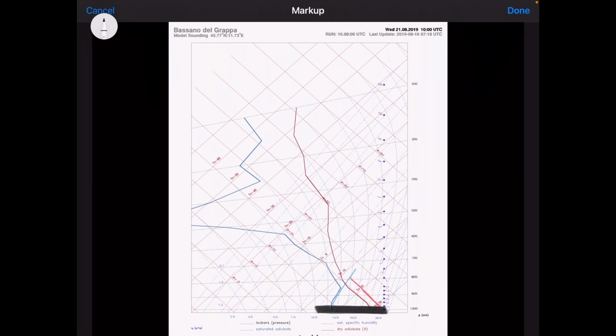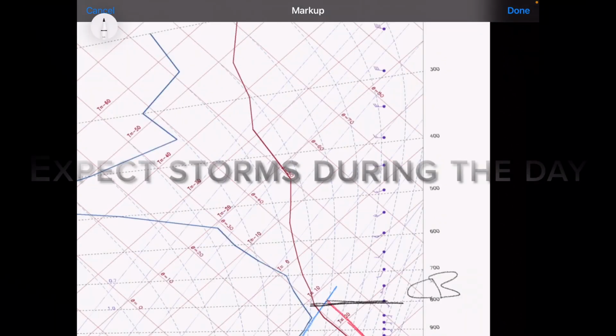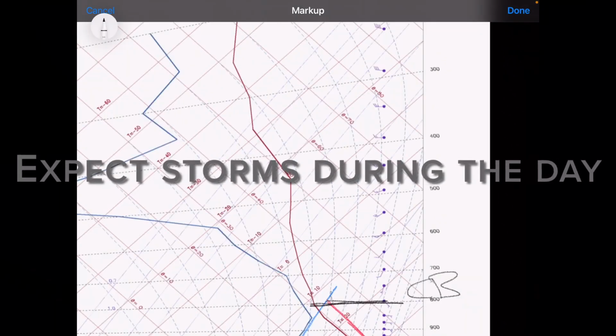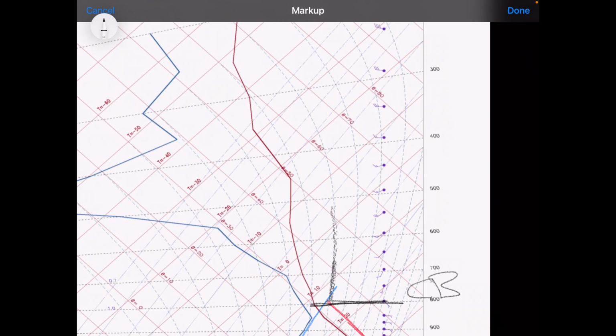So I'm going to draw a cloud-base line across there. Seems to me that it's going to follow this line here. Now we've already talked about this earlier on. It goes up to there, and inside here is the CAPE.